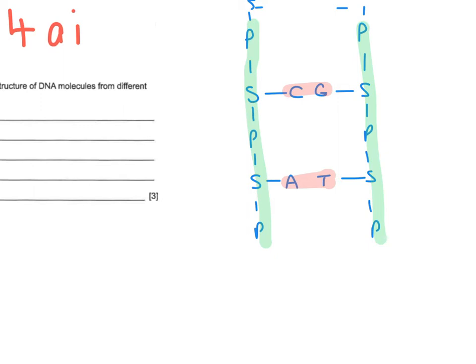So straight away, that's 3 things that are the same. It's a double helix, so this double helix shape. Phosphate and sugar backbone are the same, and the A always pairs with T, G always pairs with C. What is different between your DNA and my DNA? Well, it's the order that the bases come. So the sequence or the order of the bases is different.